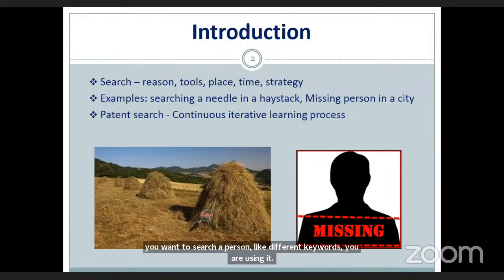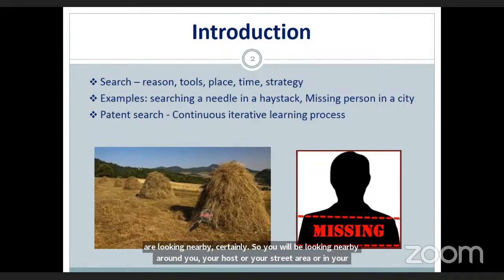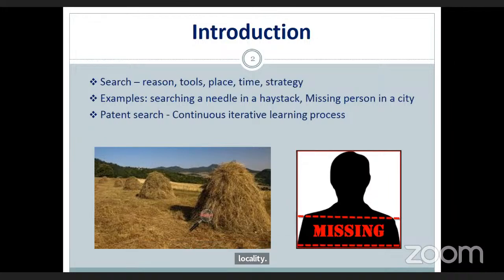Initially, if a person seems to be missing, what will you do? You inquire with friends and relatives. You look nearby, around your house, your street area, or your locality. So first you do an internal search. Then you ask other relatives and friends whether that person has come to their home.